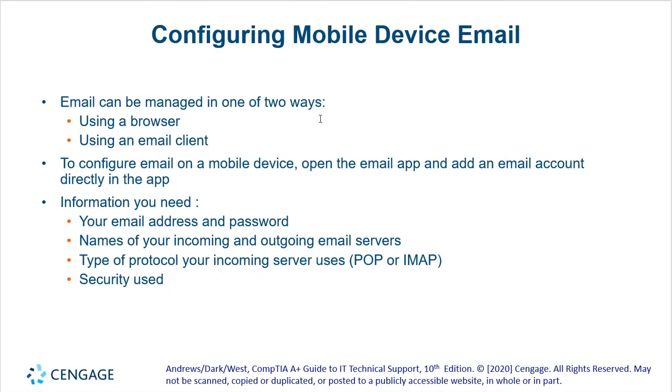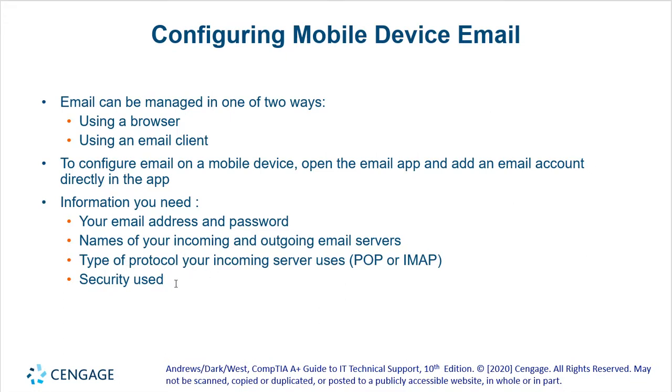If you want to configure your email, you can do it through a browser or using an email client. I use an email client on my cell phone, on my smartphone. It's very easy. You just open the app and add the account. No matter if you're on your iOS device or on Android, either way is just as easy and very painless. And so you just need your email address and password, and you might need, if it's your place of business, your incoming and outgoing email servers.